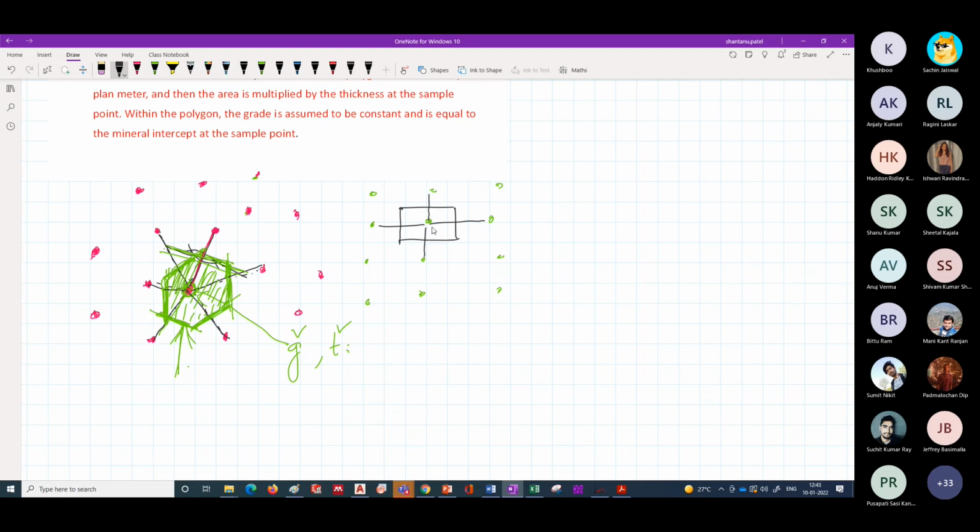So let's say this is L and this is D. The total quantity of this ore in this polygon will be L times D times the thickness T, and if the grade is G, then L times D times T times G will be the total quantity of the ore. Is this clear? Anybody?